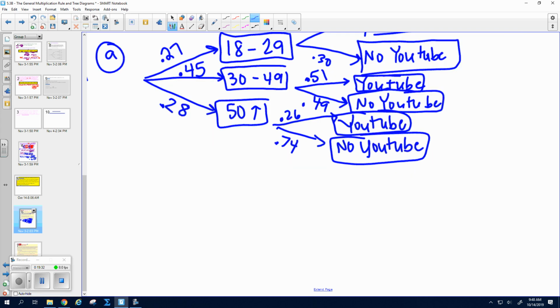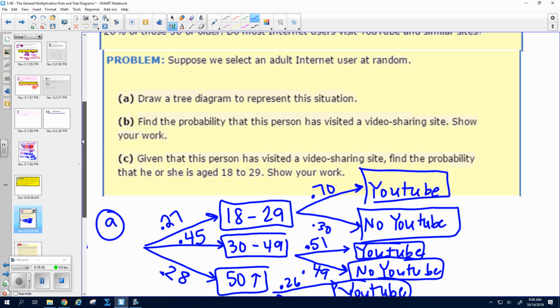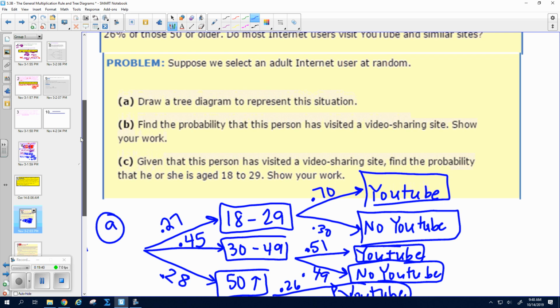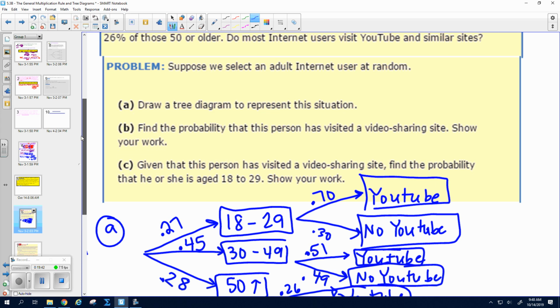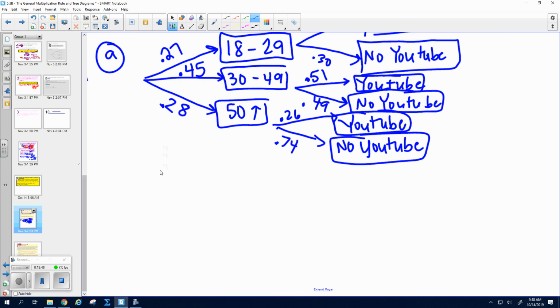Okay, so that's first thing, is setting up a tree diagram. Now we answer some questions. B, find the probability that this person has visited a video sharing site. Show your work. So just any random person picked, what's the probability that they have visited, and we will call that YouTube for the video sharing site.